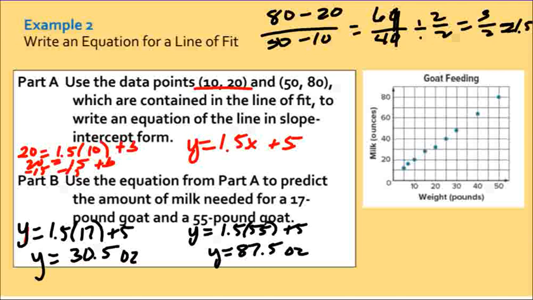So again, with a line of fit, these are just good estimates depending on which points you use. Like here, we used the calculator, and on here, we used the points that they gave us, and our equations were slightly different, but they were close enough that our answers would be reasonable. So that is our lesson on scatter plots and lines of fit.